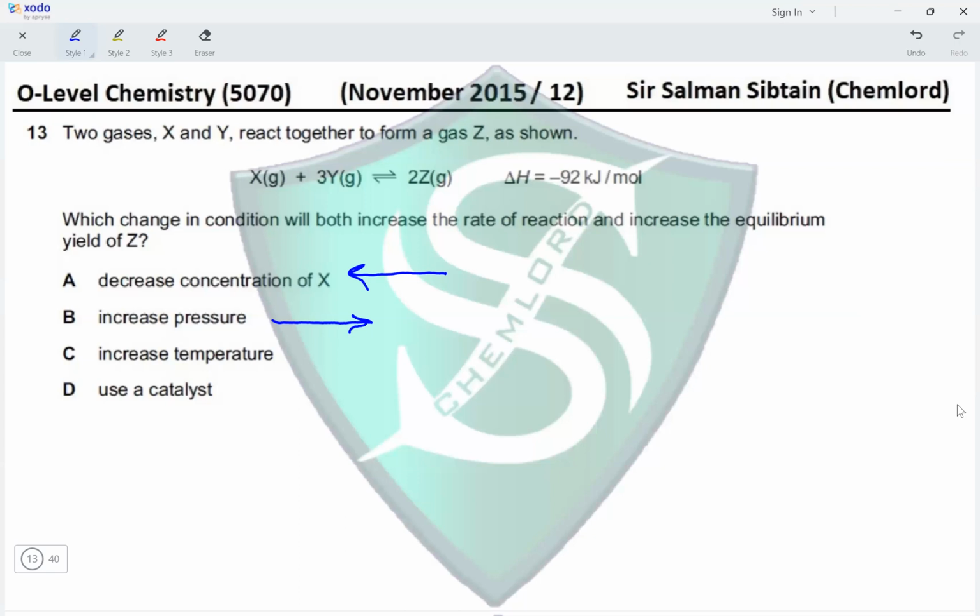Next, increase in temperature. An increase in temperature favors the endothermic side of the reaction. Since the forward reaction is endothermic, then the increase in temperature will favor the backward reaction. So the equilibrium will shift towards the left. And use of a catalyst. A use of a catalyst will increase the rate of reaction but will have no effect on the position of the equilibrium. Therefore, since we need a greater yield of Z, which is possible with an increase in pressure, and this will also increase the rate of forward reaction, the correct option for this question is option B.